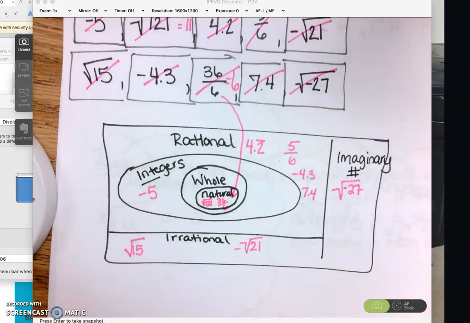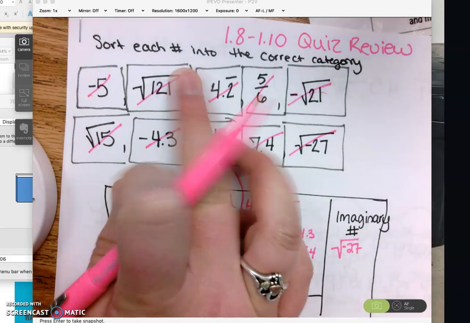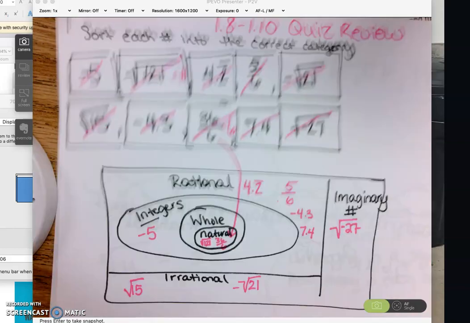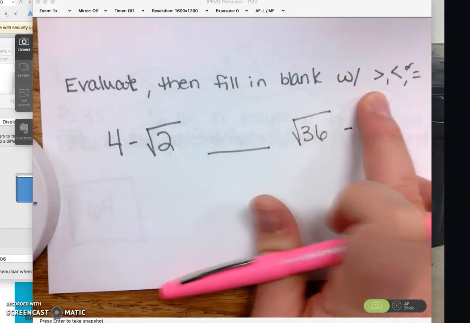Okay, did we do them all? We sorted them, so we sorted each one into the correct category. All right, evaluate. Again, you can use a calculator. So you're going to evaluate and then fill in the blank with a greater than, less than, or equal to sign.